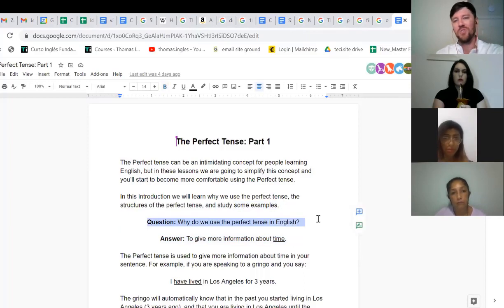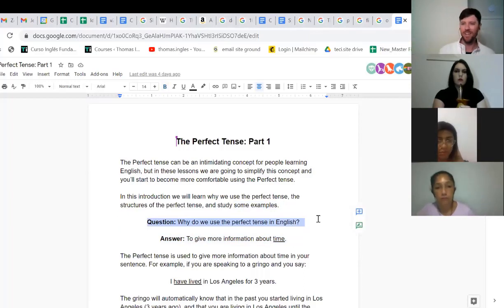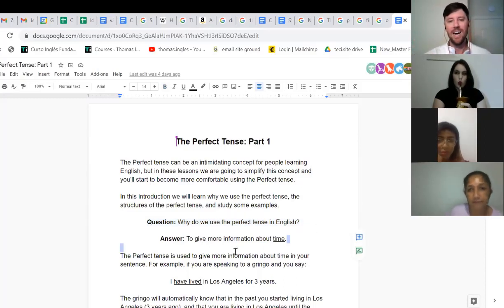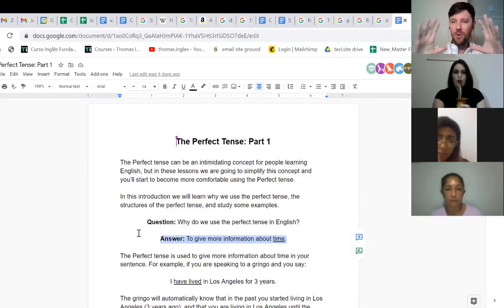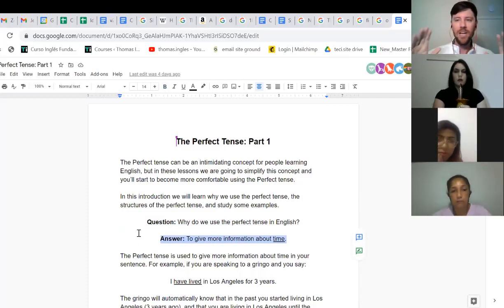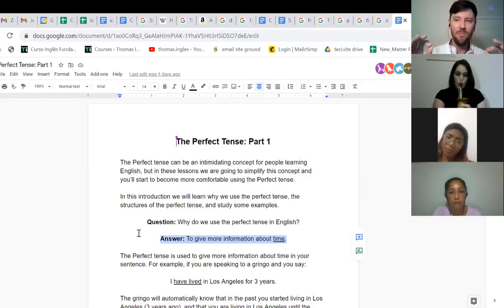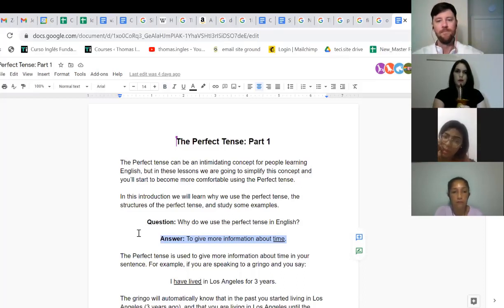Why do we use the perfect tense? Why? What's the point? What's the reason? And the reason is to talk about time. That is, se você tem qualquer dúvida sobre a razão que nós usamos the perfect tense em inglês, sempre pense no fato que nós usamos para dar mais informação sobre tempo. That's the reason. So when people use the perfect tense, it's to give more information about time.